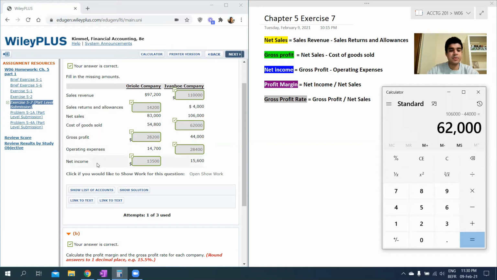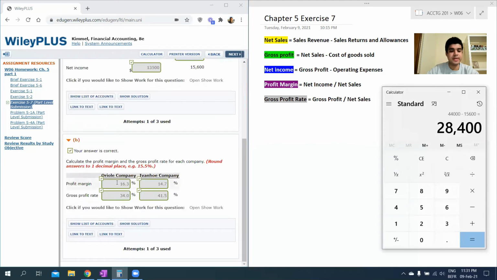Then it's asking us to calculate operating expenses. We have a formula to calculate net income, but if we play with this formula, we can arrive at operating expenses. So operating expenses equals gross profit, 44,000, minus net income, 15,600. And we arrive at the operating expenses amount. So this is how to solve this first part of the exercise. Let's go to the second part.